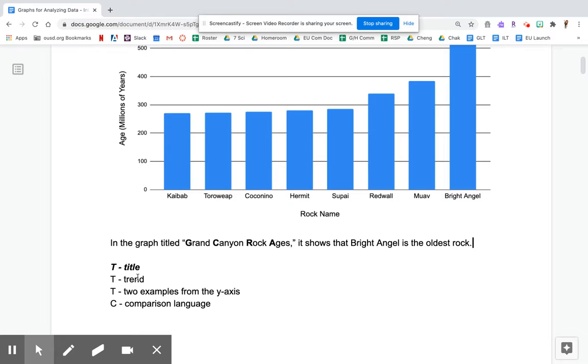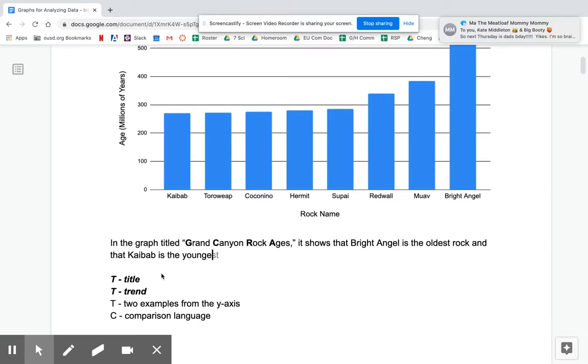Okay, so I'm using comparison language here. I have oldest, that EST part tells you it's comparing it. I could also add, if I wanted to, that this rock is just a little bit smaller than this one. And that Kaibab, that's how you say that name, that Kaibab is the youngest rock. Okay. I've said my trend.